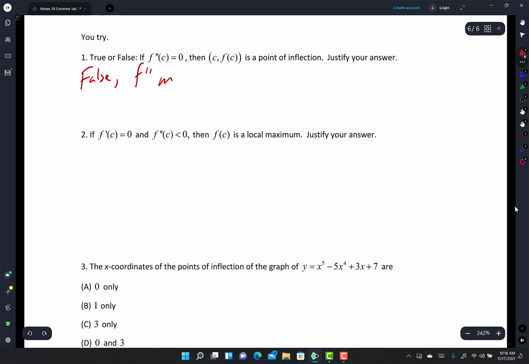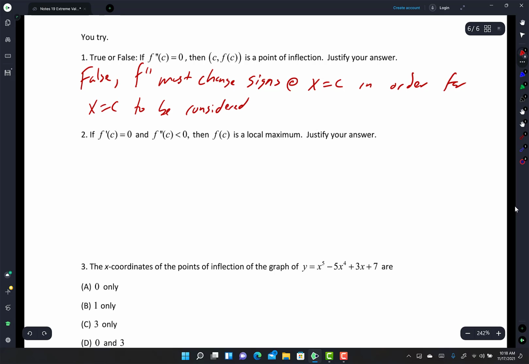F prime prime must change signs at x equals c in order for x equals c to be considered a point of inflection. Does that make sense to you guys?